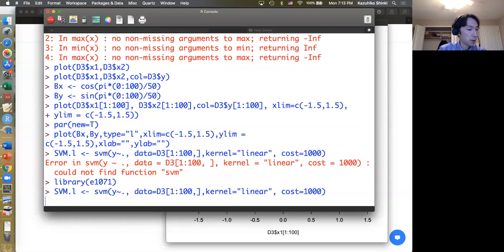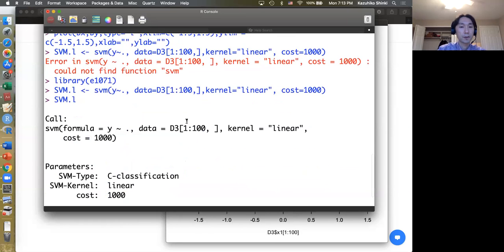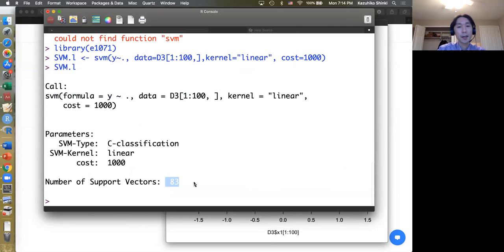So this way, if we see the result, this does not look good. This is classification, and if you're doing classification, we have to make sure that the SVM type is classification. The number of support vectors is 83, that is basically not good, because we have 100 data points and the support vectors are basically violating the rule, or at least on the boundary of the classification rule. So this is closer to 100, so that isn't really good.